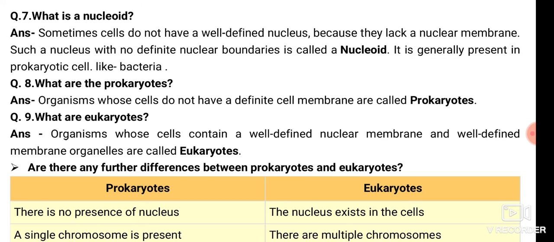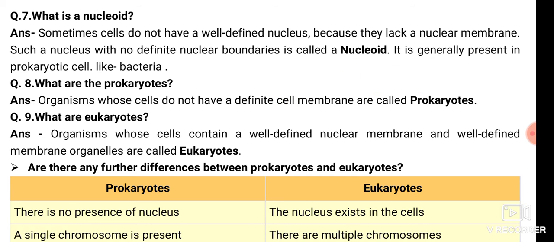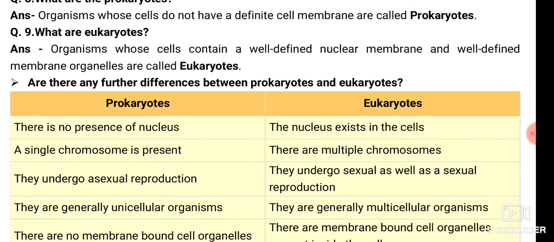The organisms whose cells do not have a definite nuclear membrane are called prokaryotes. What are eukaryotes? The organisms whose cells contain a well-defined nuclear membrane and well-defined membrane-bound organelles are called eukaryotes.